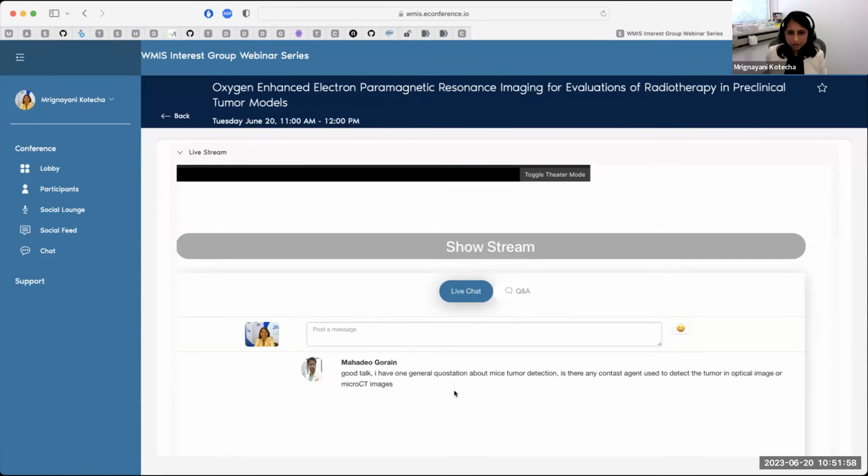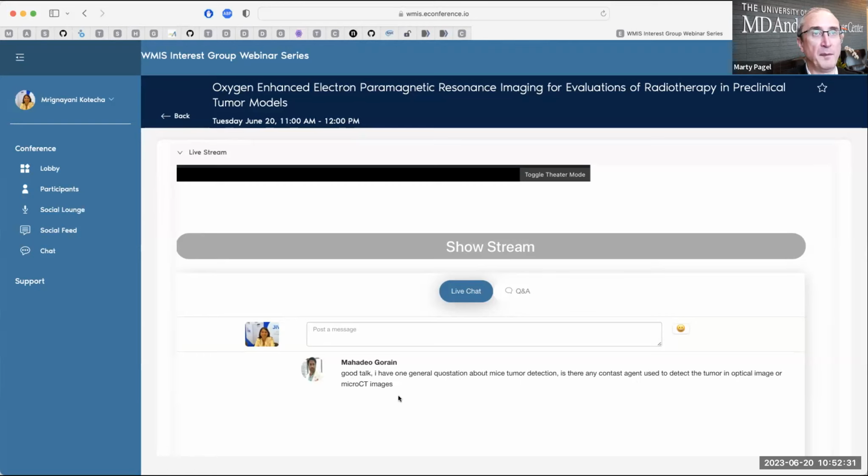Okay, we have a question. Mahadev Gorain asks: I have one general question about mouse tumor detection. Is any contrast agent used to detect the tumor in optical imaging or micro-CT? That's a great question. I only showed that we use anatomical MRI for the registration with EPR imaging, and therefore we identify the tumor within the EPR signal map.